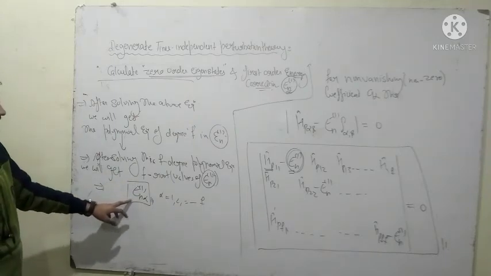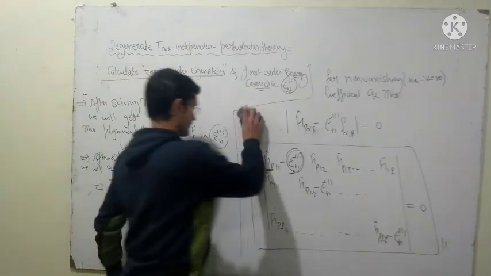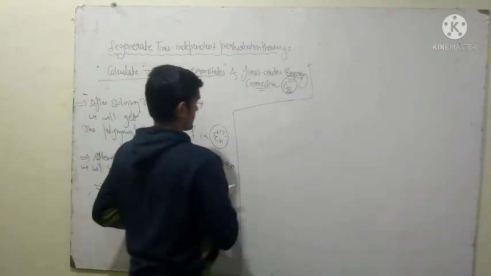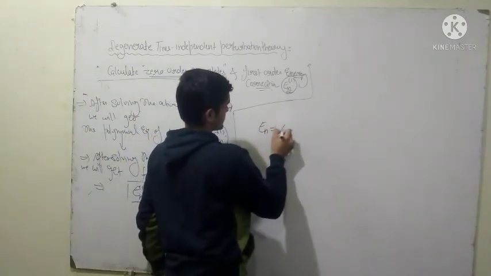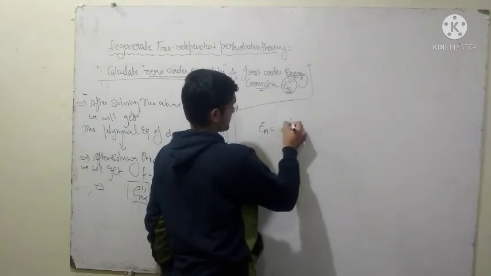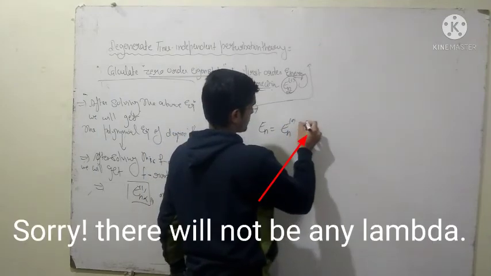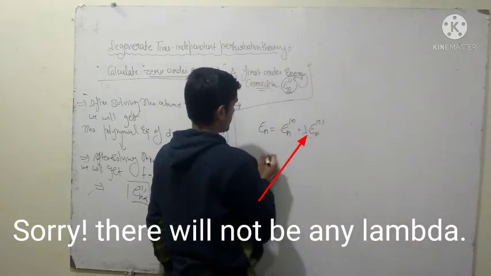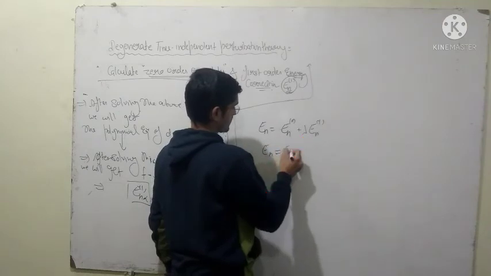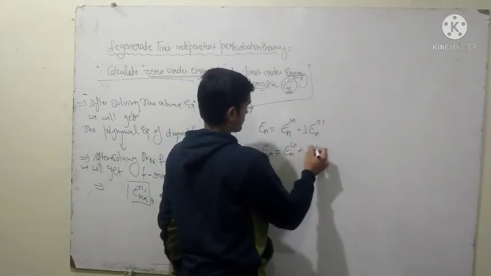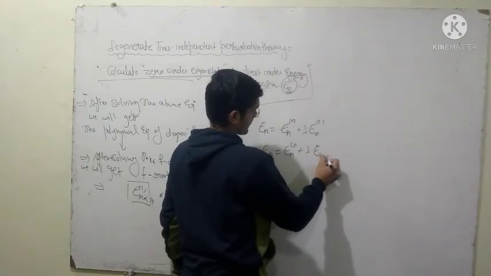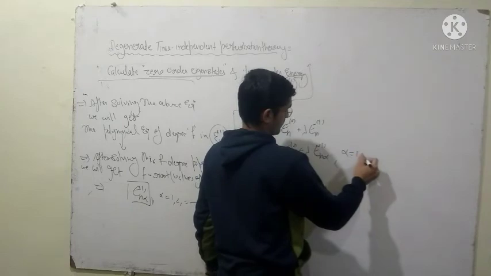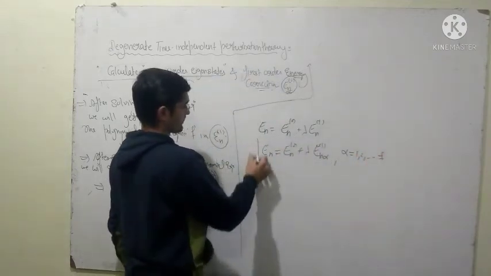Once we get these quantities, we know that the total energy of the system is written as En naught plus lambda times En1, and we will get these quantities as En alpha 1, for which alpha is 1 up to f.